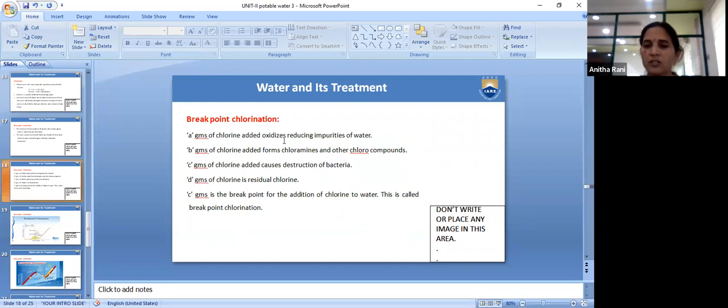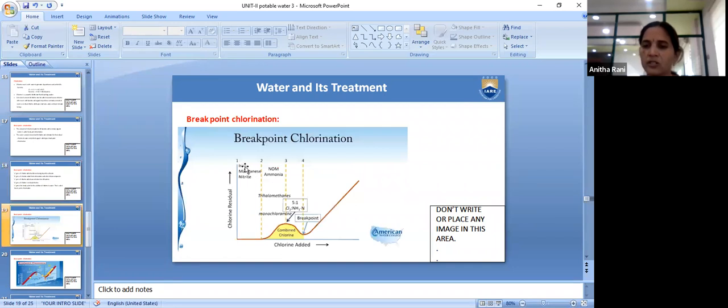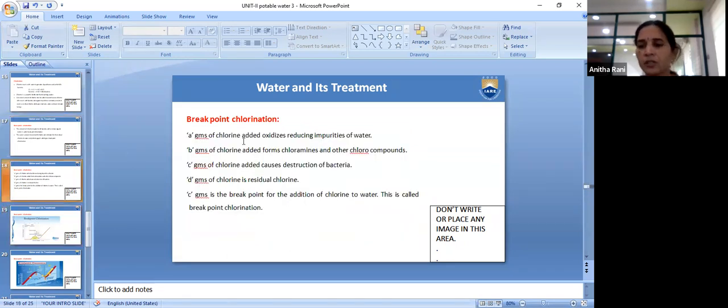It oxidizes the reducing impurities present in water. What are the reducing impurities? For example, iron, manganese, nitrate. So initially when we add 1 gram of chlorine in 1 liter, it oxidizes all the reducing impurities present in water, for example iron and manganese. Now next, we are adding 2 grams of chlorine.